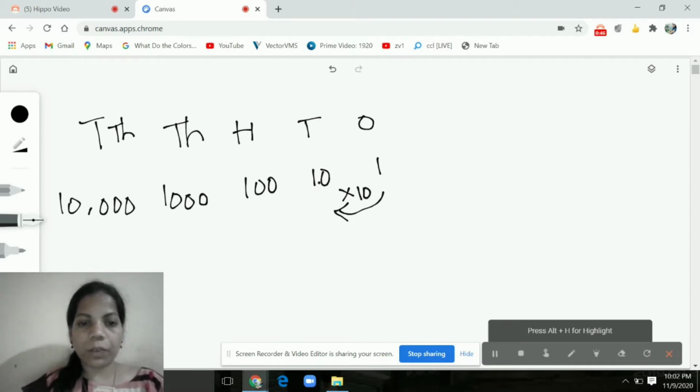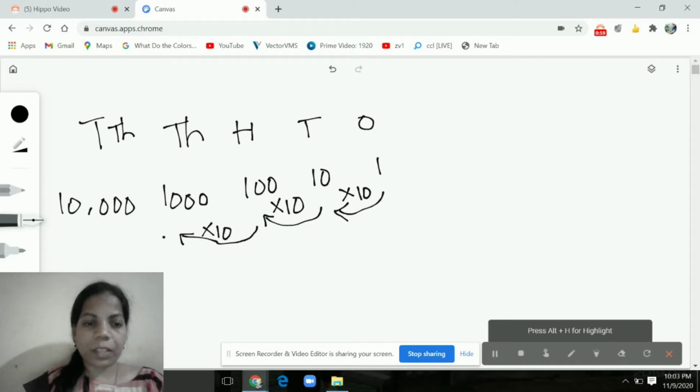Further, if I want to move from 10 to 100, it is getting increased by 10 times, isn't it? If I want to move still further, it is becoming 10 times more, right? If I want to move from 1,000 to 10,000, the number is getting increased by 10 times.